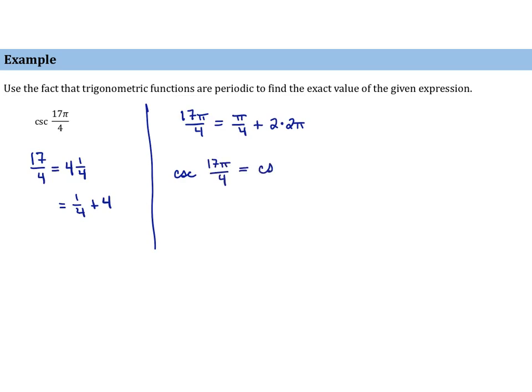So the cosecant of 17 pi over 4 is the same thing as the cosecant of pi over 4 plus 2 times 2 pi. But 2 pi is our period for the cosecant function. So we have 2 periods. And it doesn't matter how many periods we add or subtract, the cosecant will still be the same as cosecant of pi over 4. So cosecant of pi over 4 we know is the square root of 2.